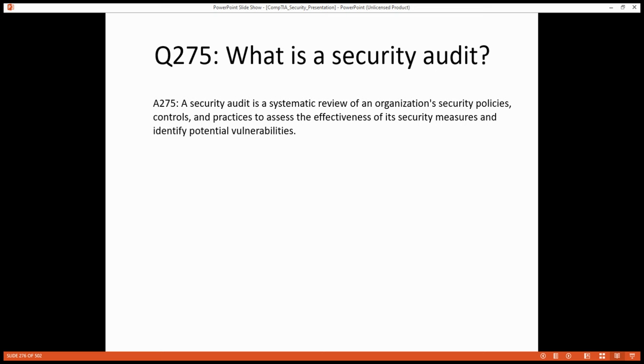Q275. What is a security audit? A275. A security audit is a systematic review of an organization's security policies, controls, and practices to assess the effectiveness of its security measures and identify potential vulnerabilities.